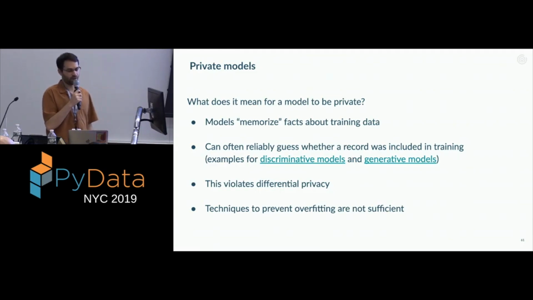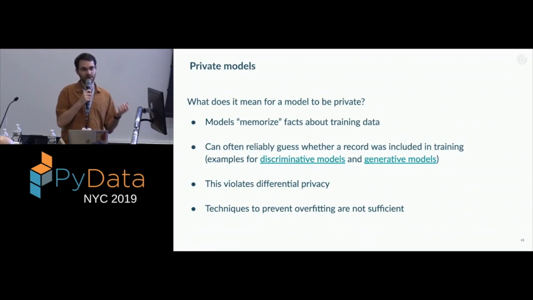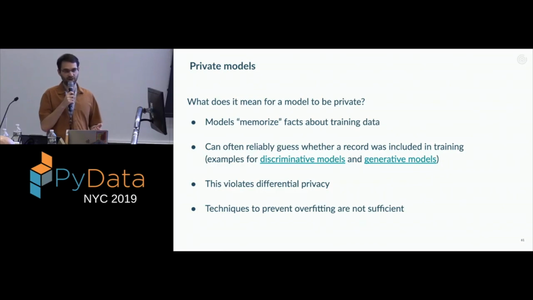And there's a question of what it means for a model to be private. This might seem a little weird, right? But the reality is that models essentially memorize facts about training data. And you can use that fact to basically extract information about the training data that was fed in to train the network. So you can often reliably guess whether a record was included in training or not, which violates differential privacy, right? You shouldn't be able to tell whether my data was included in a data set based on the model.